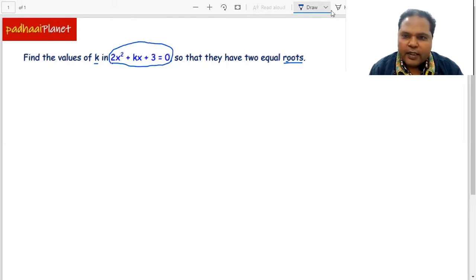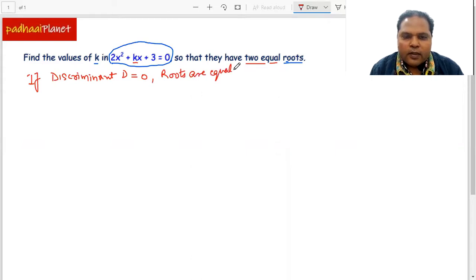So here we have k, and it says that the equation has two equal roots. Now we know from the properties of the roots of any quadratic equation that if the discriminant, also called D, of the quadratic equation is equal to 0, that means the roots are equal.